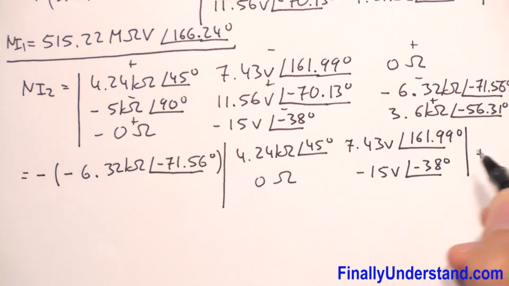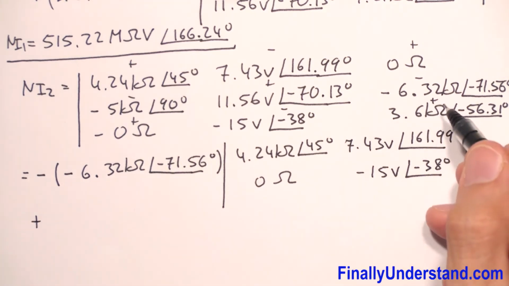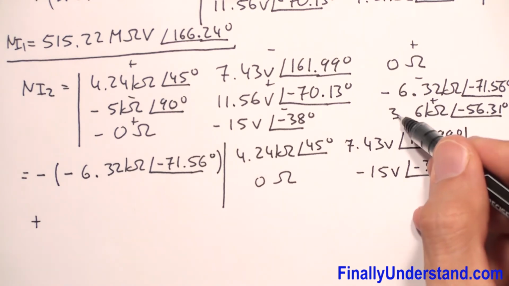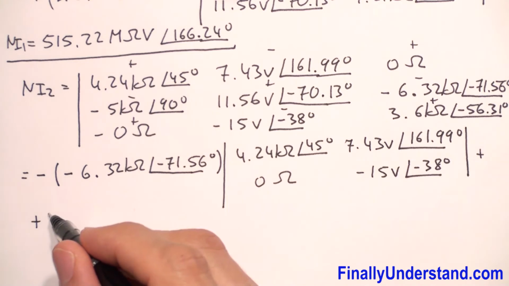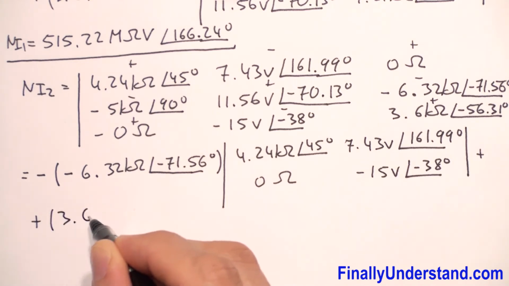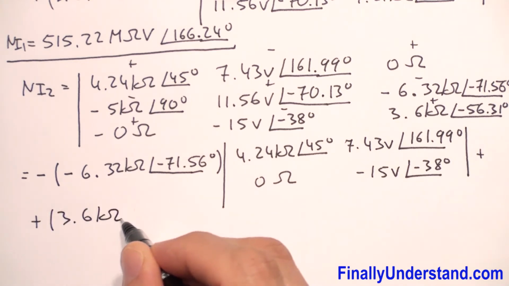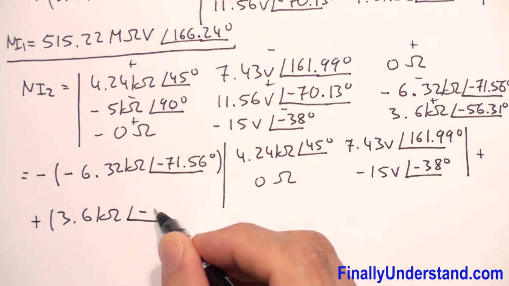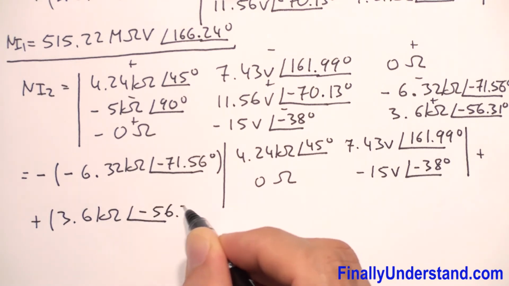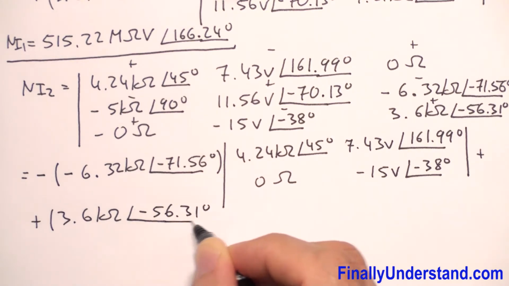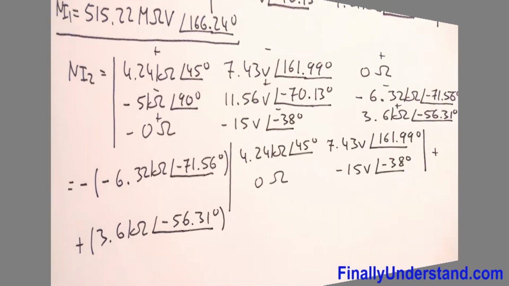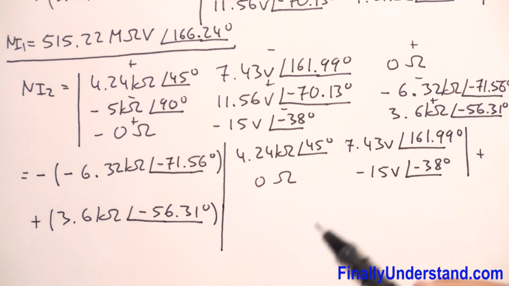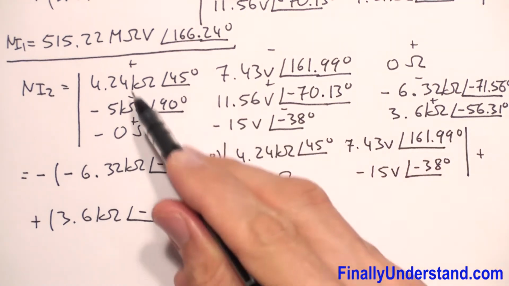Plus, okay, and I have plus the positive. So I have 3.6 kilo ohms and angle of negative 56.31 degrees, and this is multiplied by whatever we have over here.